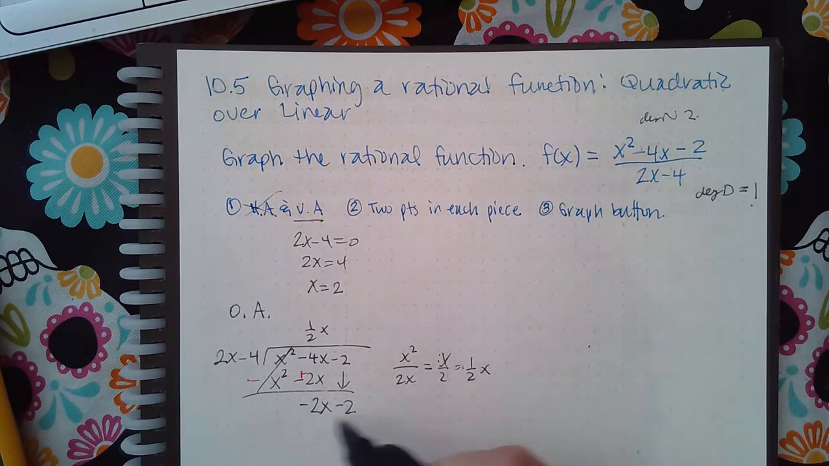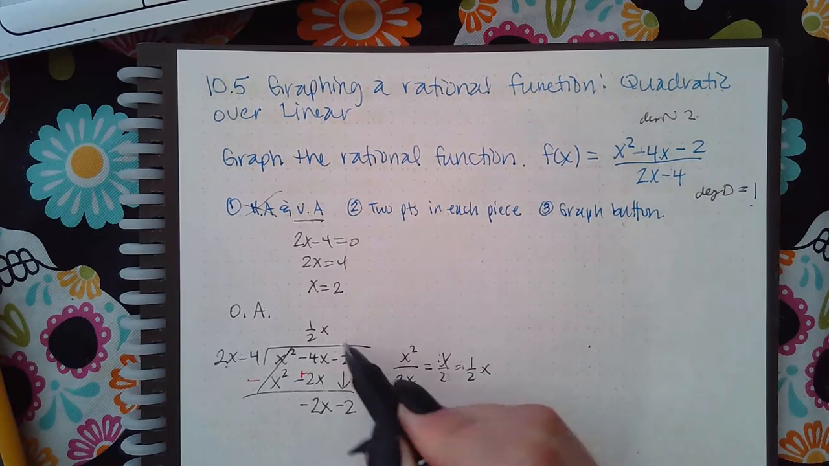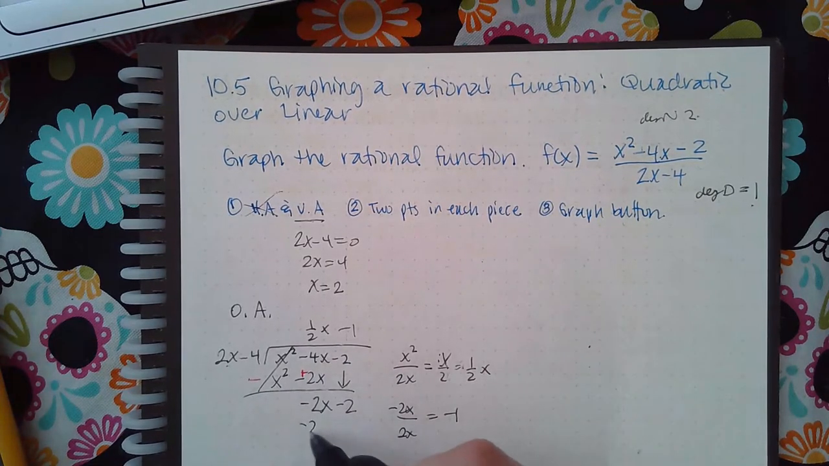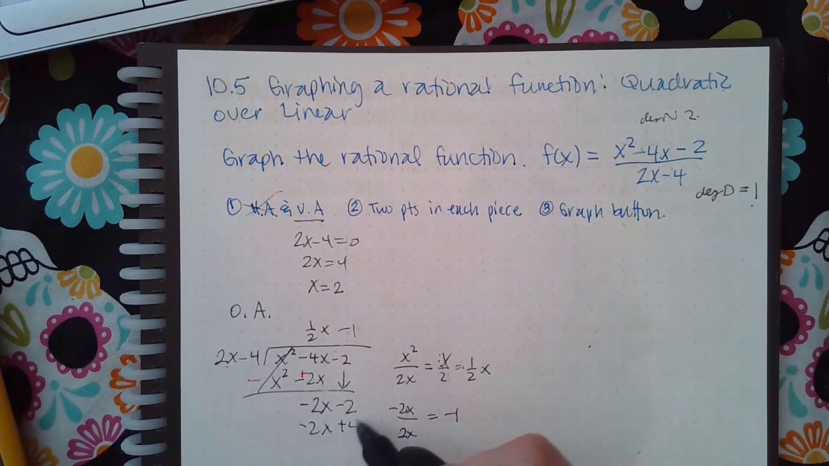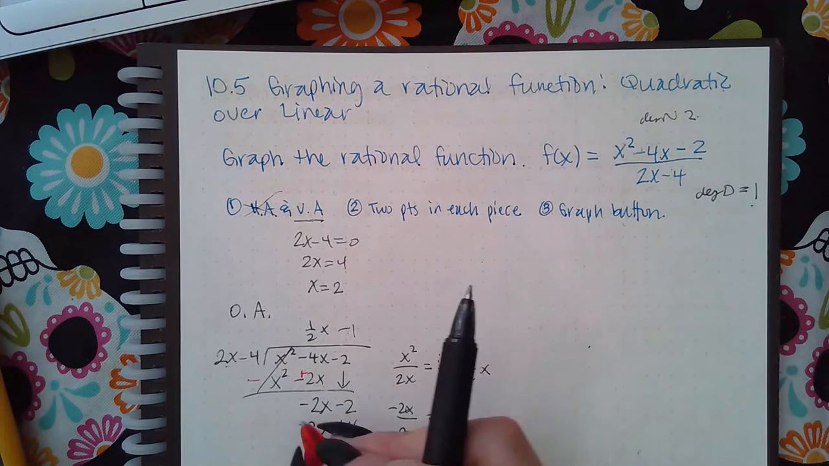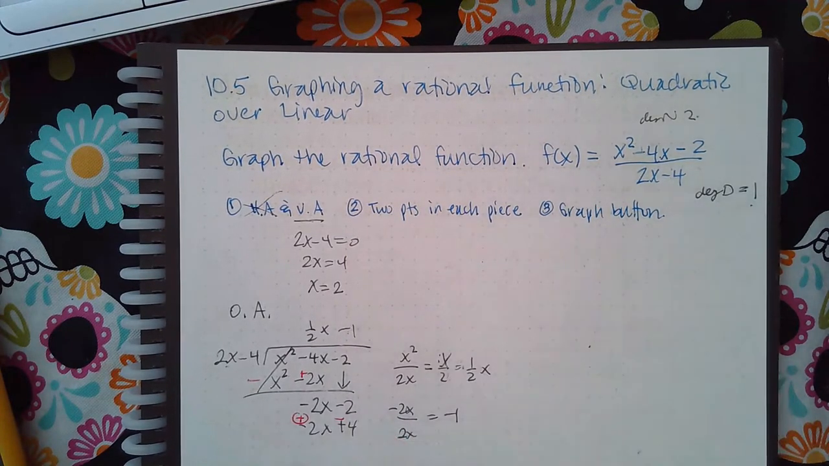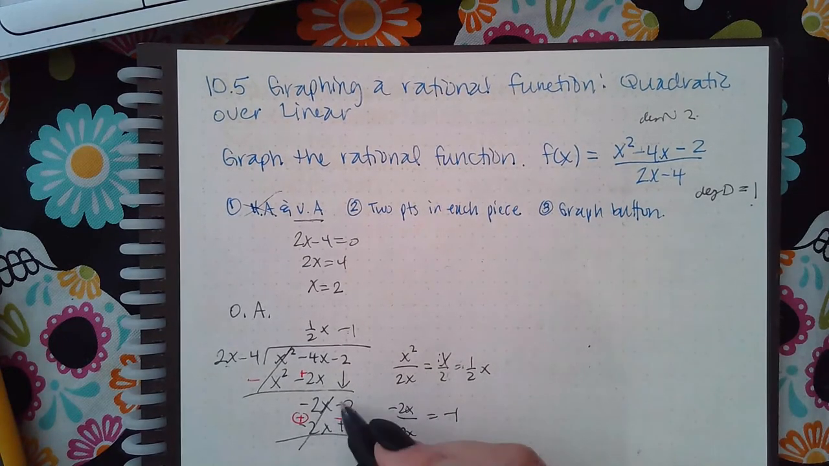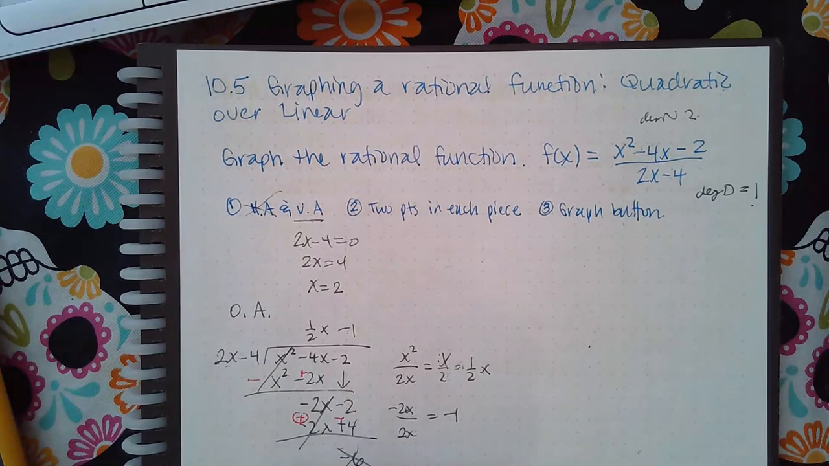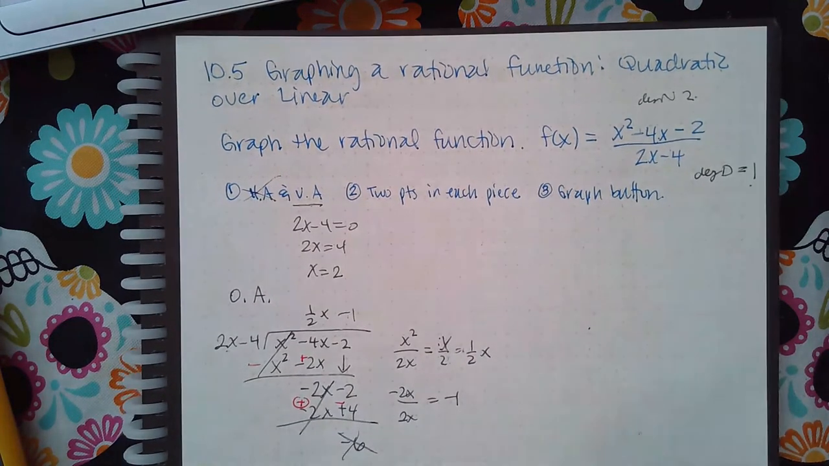And then I have to do this negative 2x divided by this 2x. I get negative 1. Negative 1 times that. Negative 1 times that. Change the signs. And this goes away and I get negative 6. Now you do ignore the remainder. The oblique asymptote is at y equals 1/2 x minus 1.